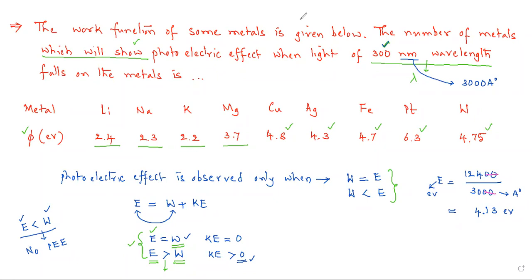So therefore, what are the metals that can show? Only 4 metals can show photoelectric effect. What are they? Lithium, sodium, potassium, and then magnesium, because their work function is either less or equal. Of course, they are less when compared to the energy of the incident radiation. So this is a very interesting question. It was asked in previous IIT exam under integer type question. Okay.